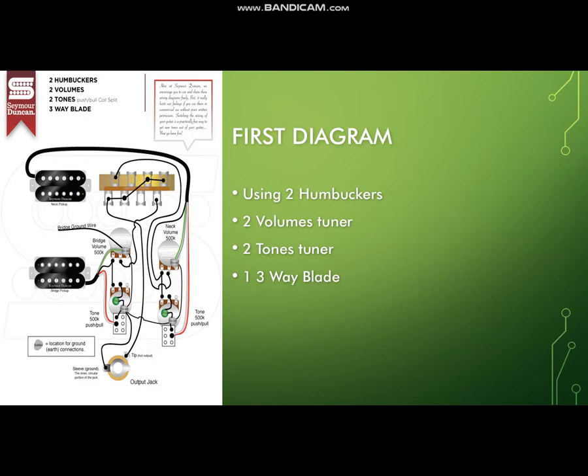So we've got our first diagram here. They're using two humbuckers, which are these black spots here. One is for the neck pickup and the second is for the bridge pickup. Also we have two volume knobs and two tone knobs, and lastly we have one three-way blade. More on the neck and bridge later.